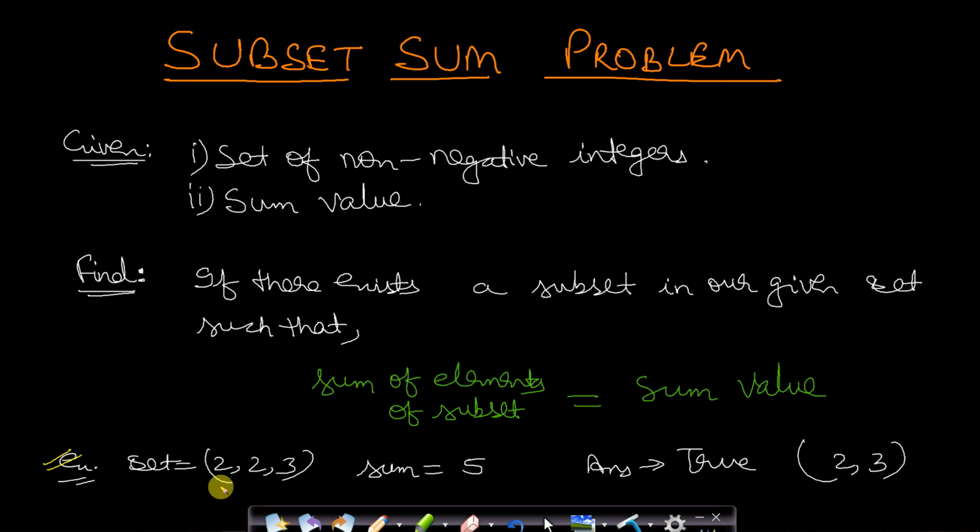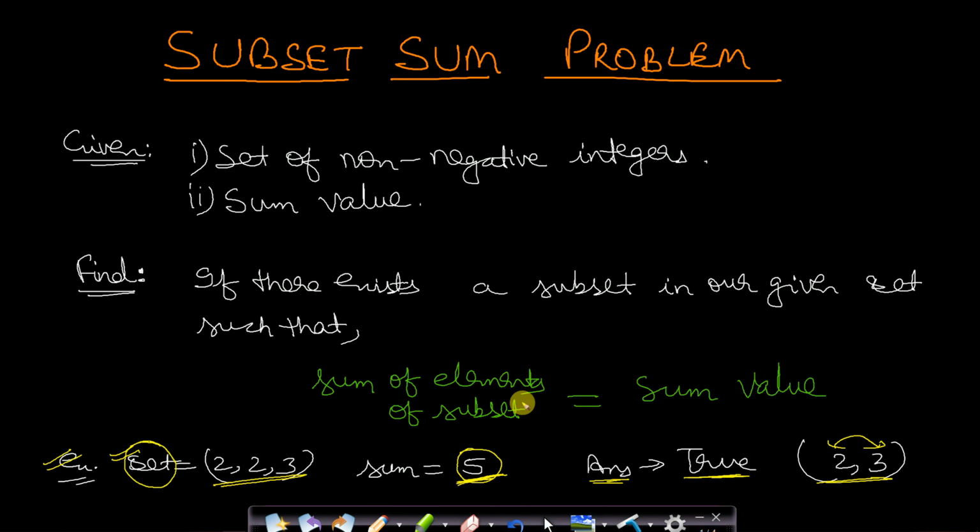Let us say we have the set as 2, 2 and 3. We have 3 elements in the set and the values are 2, 2 and 3. We are given a sum value of 5. Now is it possible that if we take a subset from the given set, then the sum of the elements is equal to 5? Yes, the answer is true. We have a subset 2, 3 from this given set, which if we add the elements, will come out to be 5. So this is the entire problem. We need to just say whether it's possible or not.